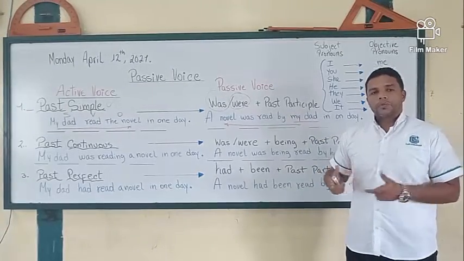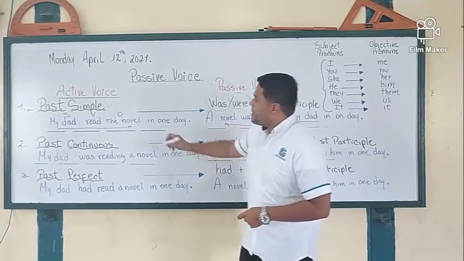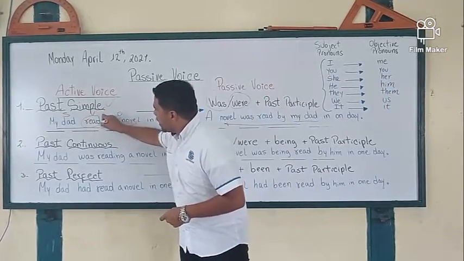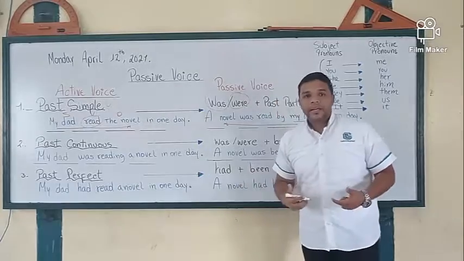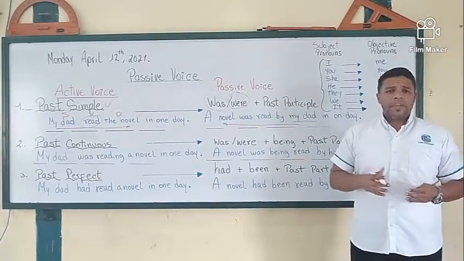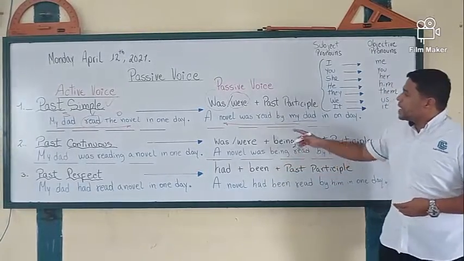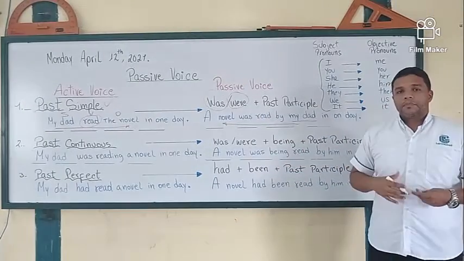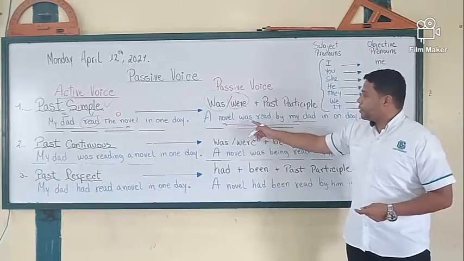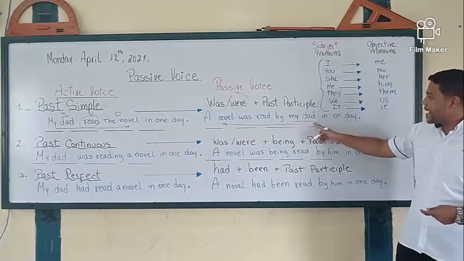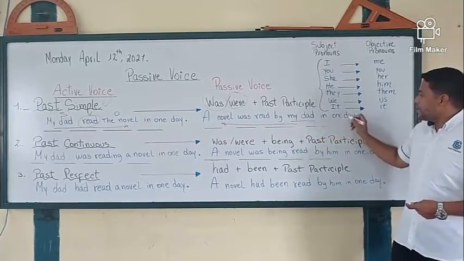But what are we going to change to past participle? Well, the main verb. Okay? In this case, the main verb is read. So the past participle, or the V3 verbs, as some used to call them, is going to be right next to the verb to be. That's why we have a novel was read by my dad in one day.